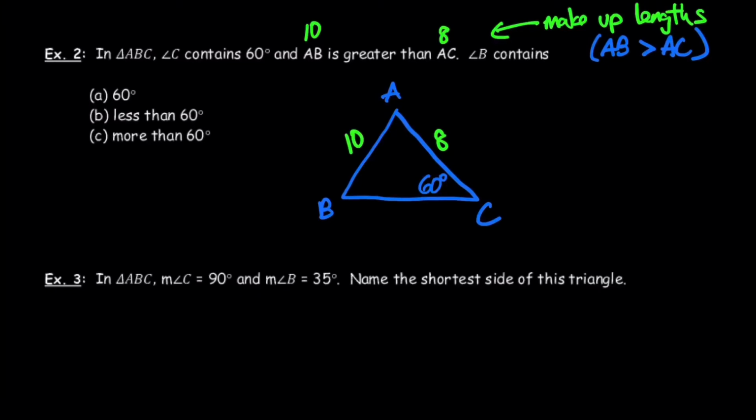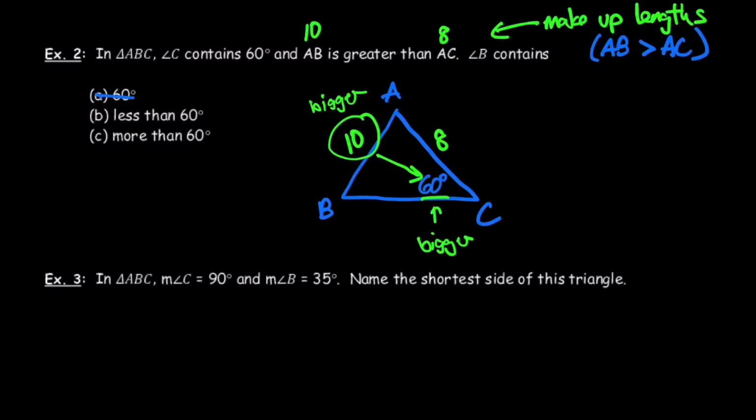Now, the question wants you to find angle B. Well, here are our choices. Is it 60 degrees? Is it less than 60 degrees? Or is it more than 60 degrees? Well, if you look at this triangle, 10 is not equal to 8. So these two angles are not equal. I think you can rule out 60 right away. It's not isosceles. All right, so let's do that. Gone. So now what we have to do is just compare. Well, notice 10 is bigger than 8. So since that's bigger, that means this angle here has got to be bigger.